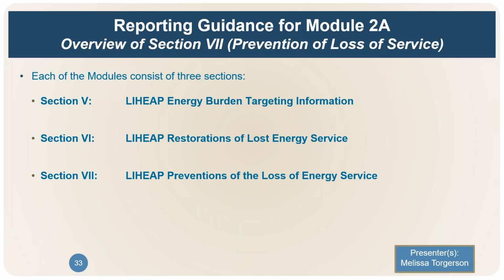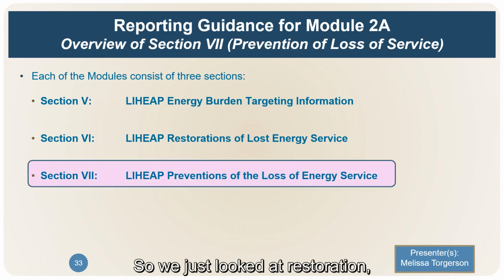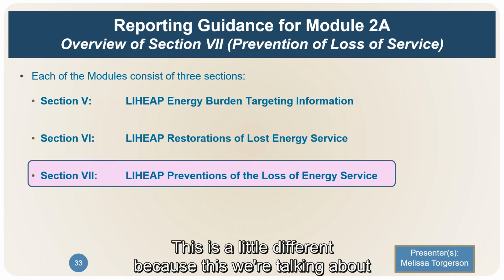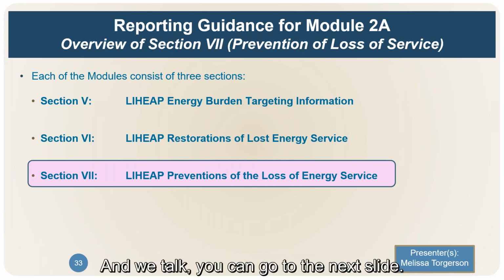Section 7 looks at prevention of loss. So we just looked at restoration, which is you're already out of fuel, you're already disconnected, or you have inoperable equipment. This is a little different because here we're talking about when LIHEAP actually prevents those things from happening. And you can go to the next slide.